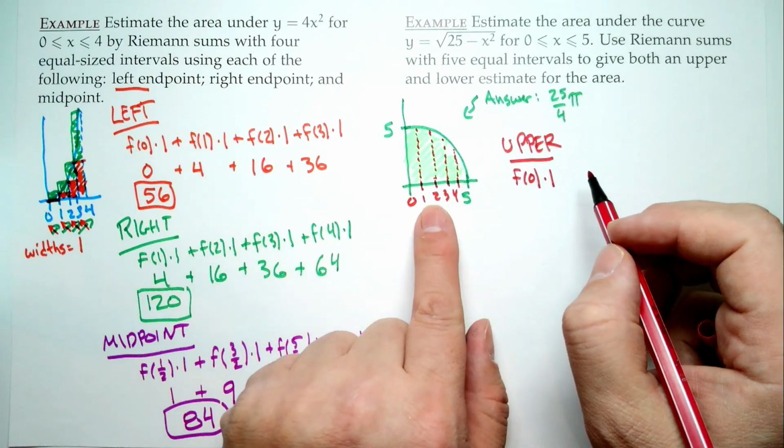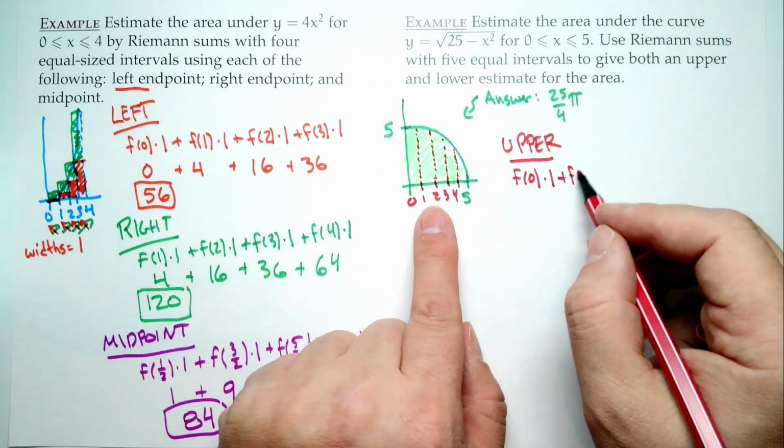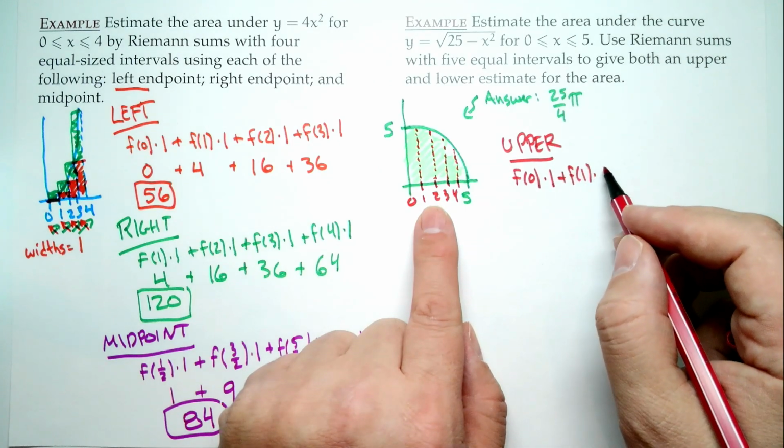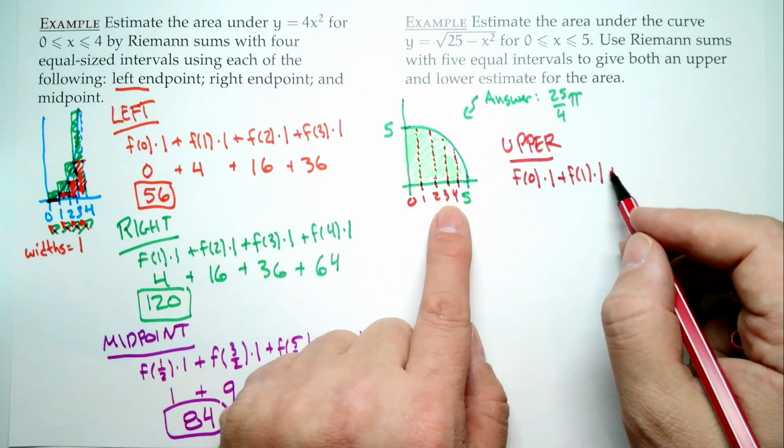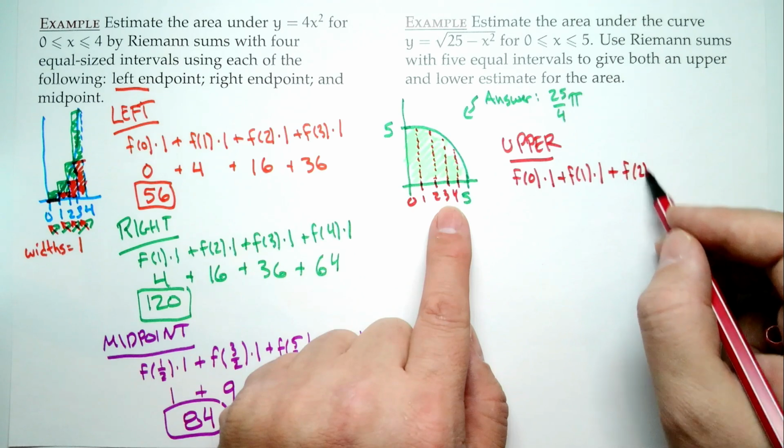For the second interval, between 1 and 2, where do I hit my highest point? At 1. Times the width, which is 1. How about for the next interval? The highest point will be at 2.